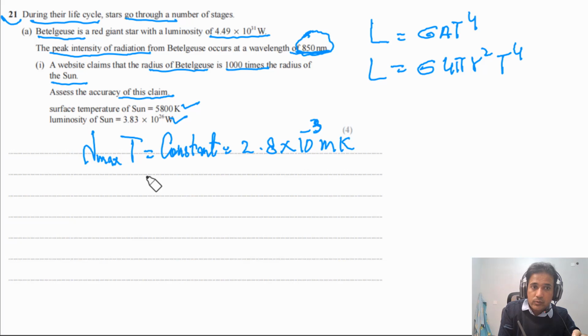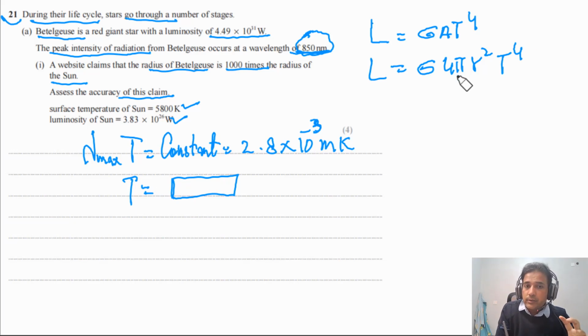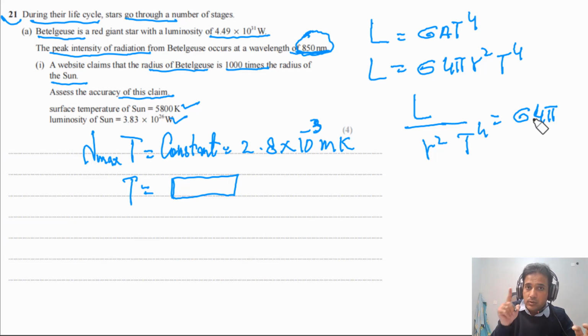Now from here we can find out the temperature in Kelvin. If we have this temperature, we can use it here. If you look at this formula, luminosity over r square divided by T to the power of 4 is equal to sigma times 4 pi, and this is constant for any star. So this is constant for Betelgeuse, and it is also constant for the Sun. So simply in this case we can say L of Sun divided by R for the Sun.